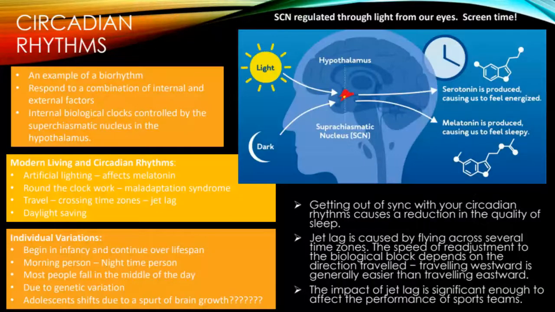So the circadian rhythm is an example of a biorhythm, and it does respond to a combination of internal and external factors. So our internal things that we call biological clocks are controlled by what is called the suprachiasmatic nucleus in the middle of our brain, okay? And that is really where the serotonin is produced and the melatonin is produced.